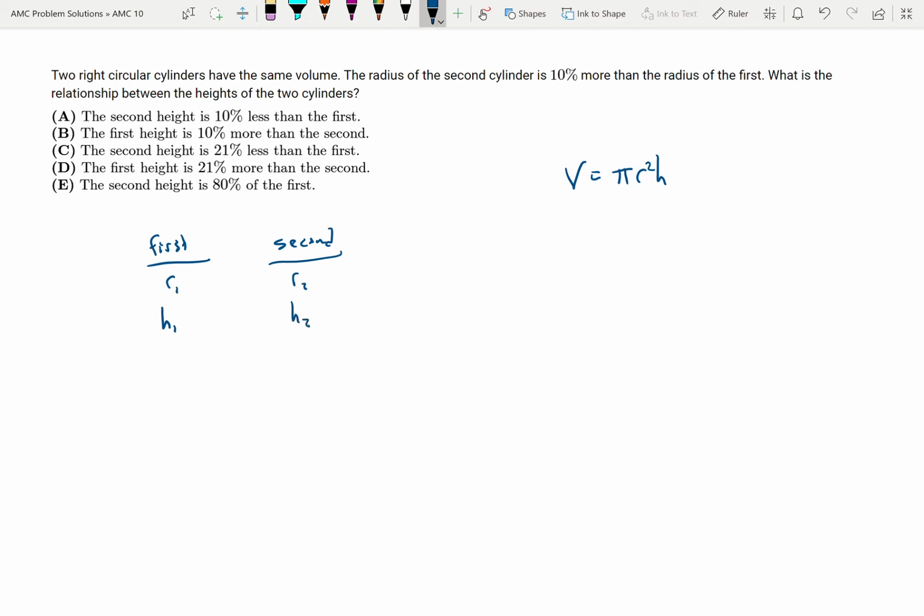So since we were told that the radius of the second cylinder is 10% more than the radius of the first, I can write the following equation. So r2 is equal to 1.1 times r1.